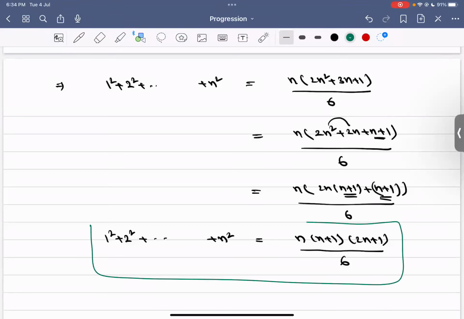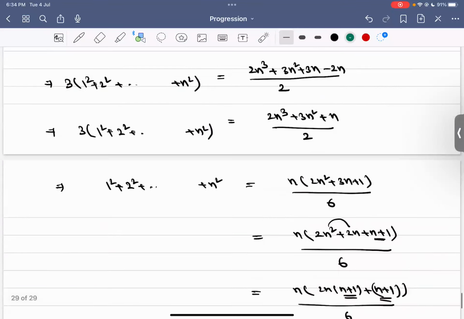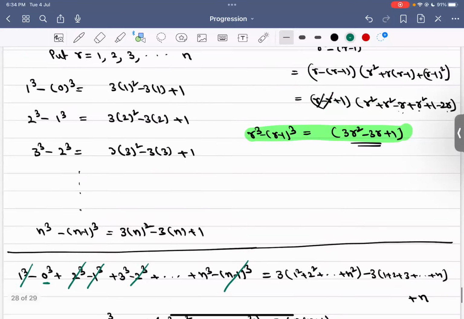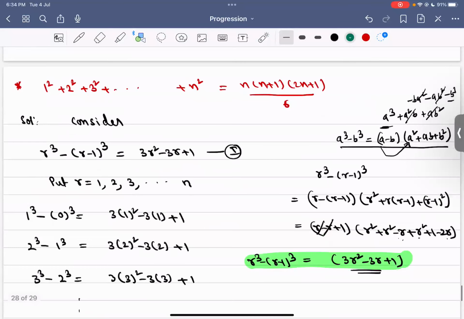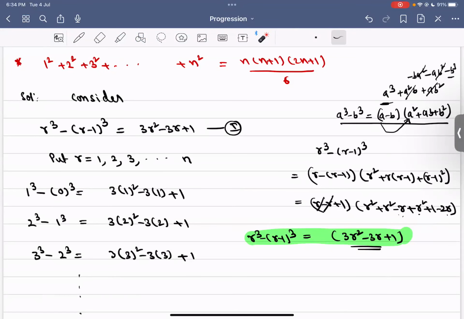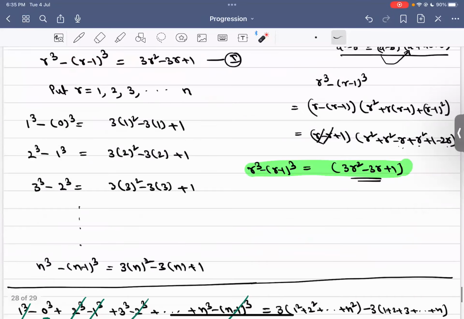This is the sum of the squares of n natural numbers. So with the help of this one, we can prove the sum of the cubes of n natural numbers also. Suppose the question is 1 cube plus 2 cube plus 3 cube etc. up to n cube, then this is equal to what? N square into n plus 1 whole square by 4. To prove this one, you consider r power 4 minus r minus 1 power 4, you expand this one, you write like the previous one, then the same procedure, put r is equal to 1, 2, 3 and so on. So this is the general method.